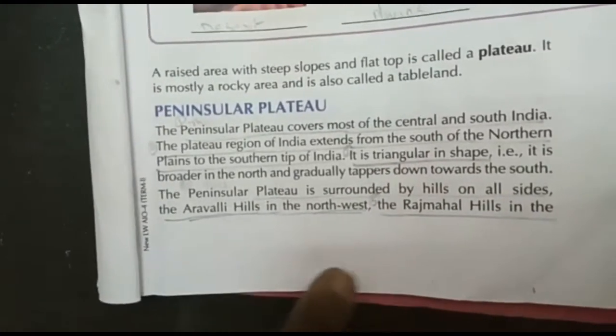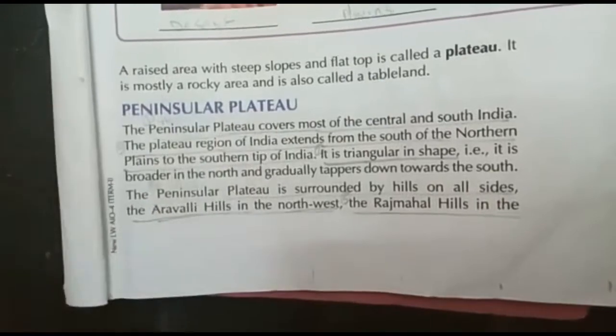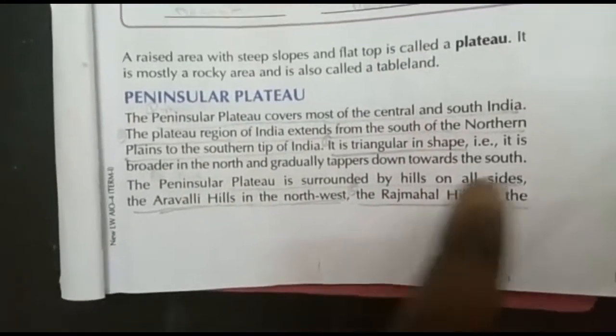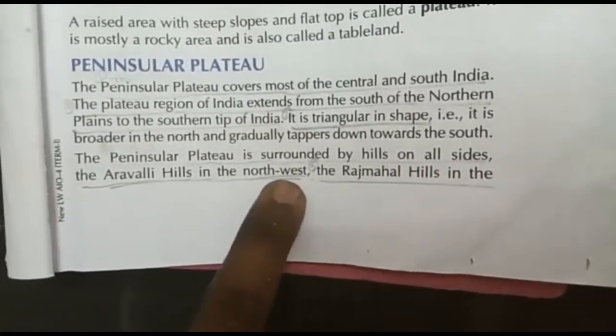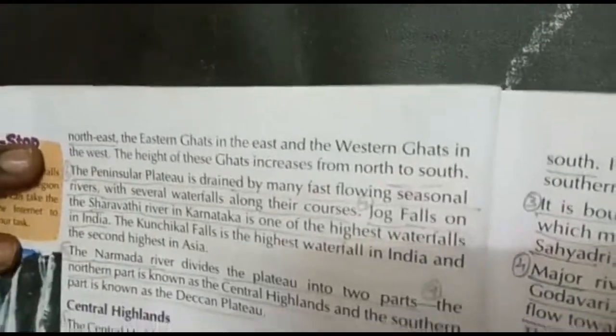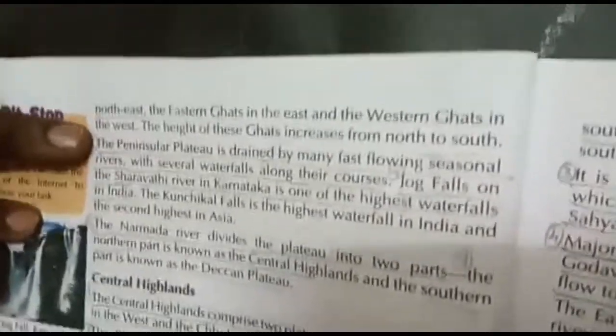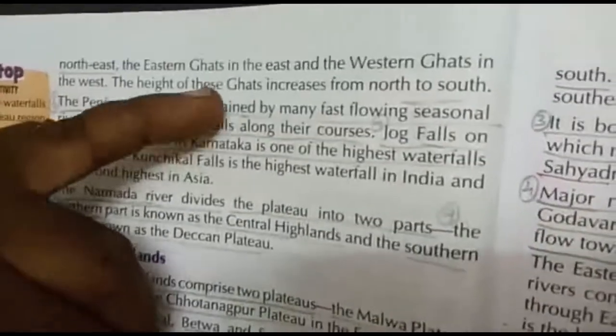The peninsular plateau is surrounded by hills on all sides. What are the hills' names? The Aravali Hills in the northwest, the Rajmahal Hills in the northeast, the Eastern Ghats in the east, and the Western Ghats in the west. The height of these Ghats increases from north to south.